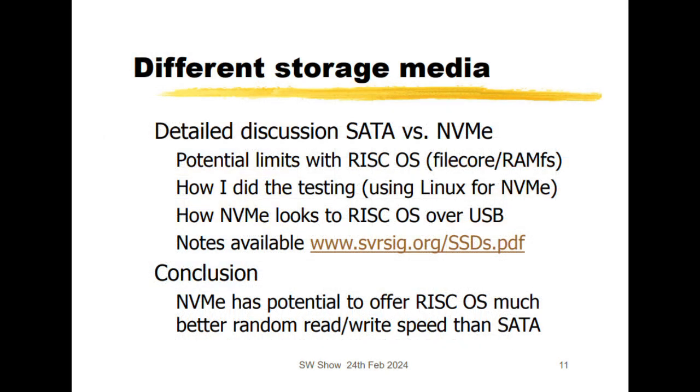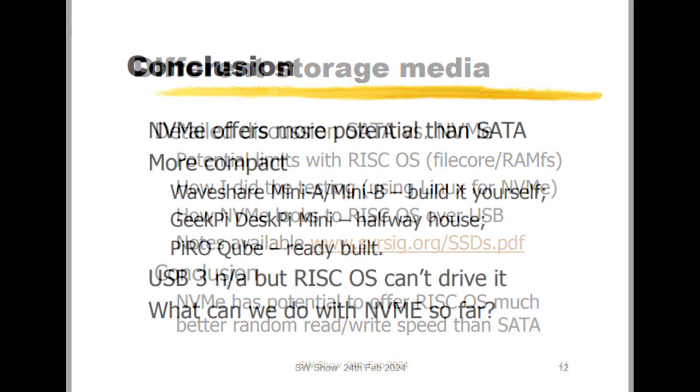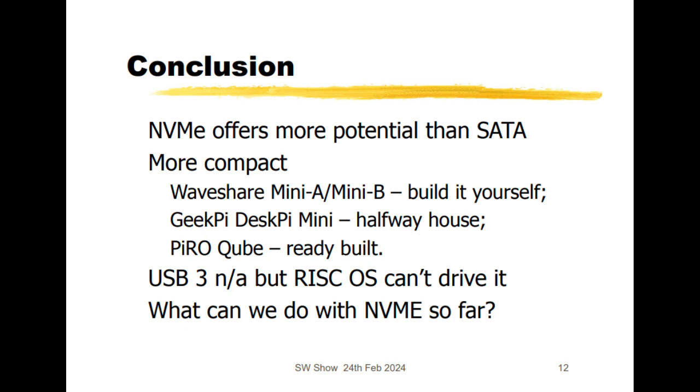So, there is a detailed discussion of the merits of SATA against NVMe. You've got limits from the FileCore filing system and the performance of RAMFS. It describes how the testing was done and what NVMe looks like to RISC OS over a USB caddy. And then those notes are available online. The conclusion is that NVMe has got the potential to offer RISC OS much better random read-write speed than SATA, but it's still being optimised.